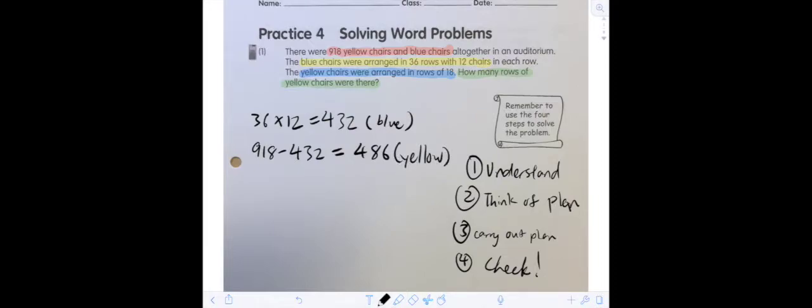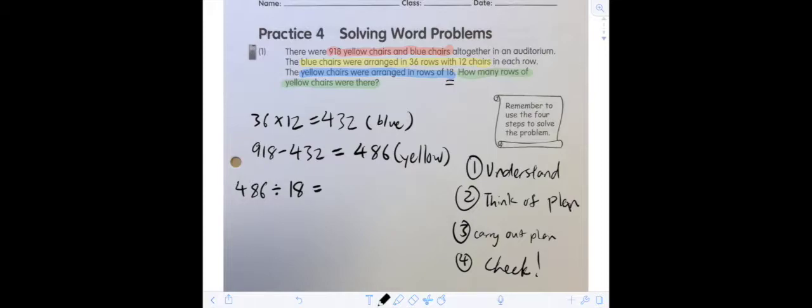Now we just need to take a look at the question. They're asking how many rows of yellow chairs there were. To know how many rows, of course you need to know how many chairs there are in each row. Once you know that, we can use the total number of yellow chairs divided by the number of chairs in each row to find how many rows there are. Here it says the yellow chairs were arranged in rows of 18. So all you need to do now is take the total number of yellow chairs, which is 486, divided by 18.